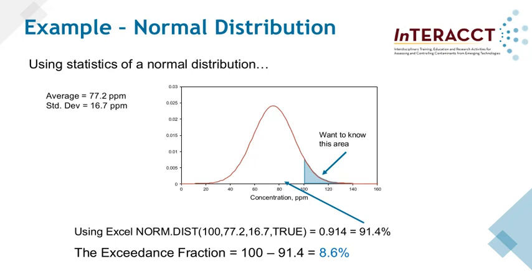Then we simply subtract 91.4 from 100 and end up with a value of 8.6%. So that's the area in the right tail of the distribution, indicated there in blue, above 100, that indicates the exceedance fraction. So the original value of 13% was a bit higher, and that was again a crude estimate, whereas it would be more accurate if we did this sampling over and over and over again, which would more than likely end up with a value somewhere around 8.6% as shown here.